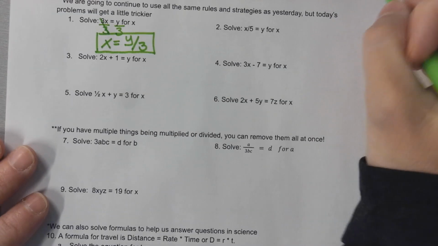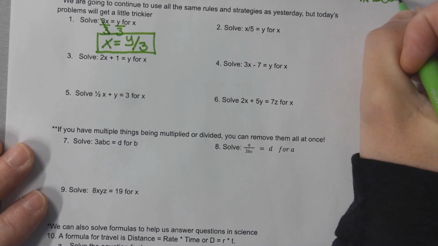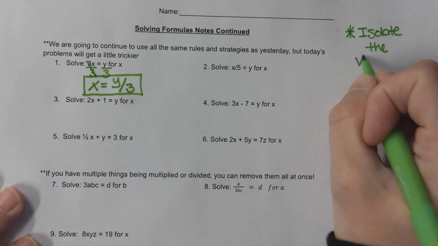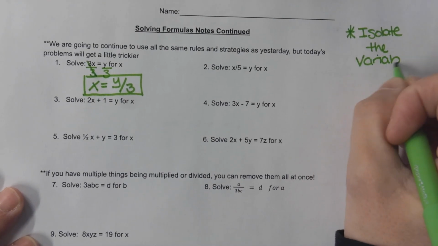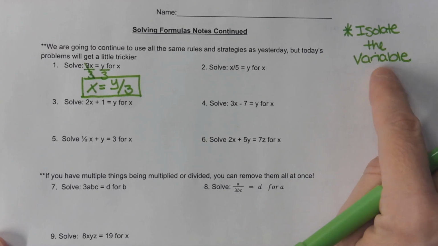And that's going to be my final answer, because is x all by itself? Yeah. So again, you could write yourself a little note: isolate the variable. Again, that means get the variable by itself, whichever one they ask you for. So you've got to read the problem, because most of these are going to have at least one variable. So you've got to figure out which variable too.